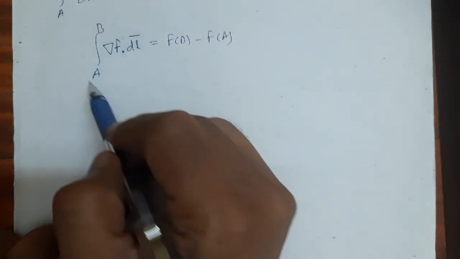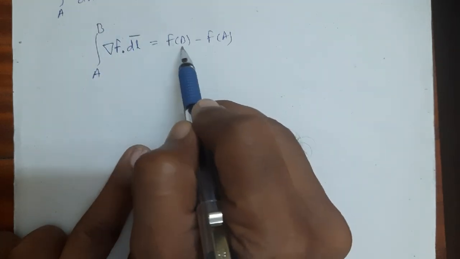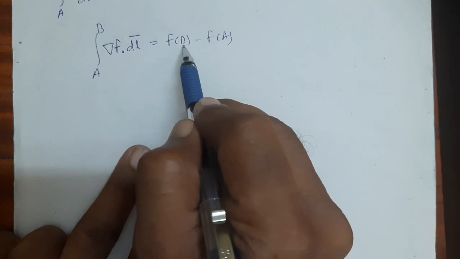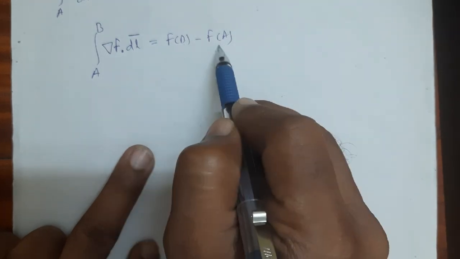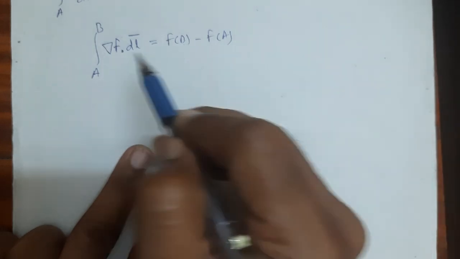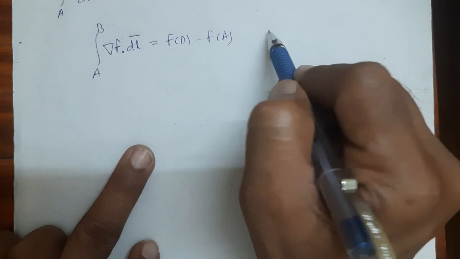Means you can find the left hand side of this. Similarly you can substitute the value of x, y, z for b in the function, similarly for a, and you can find the difference and you can find the right hand side, and you can check the validity of the fundamental theorem for gradient.